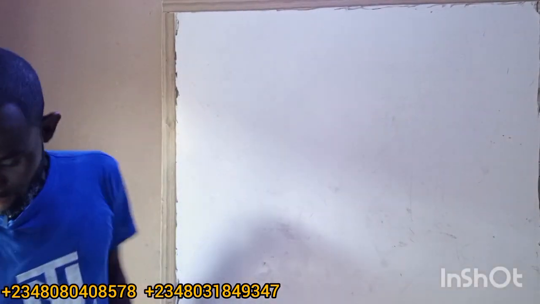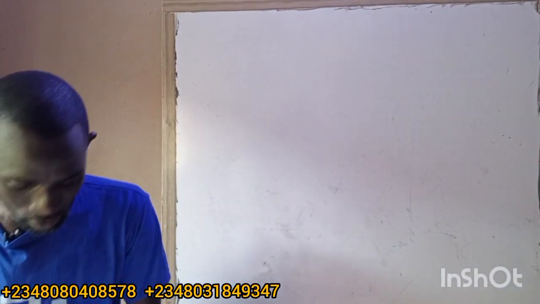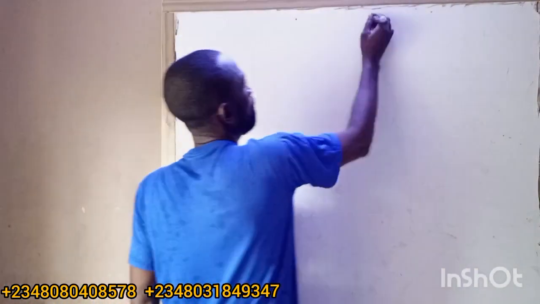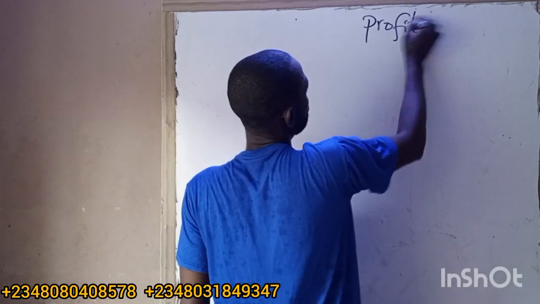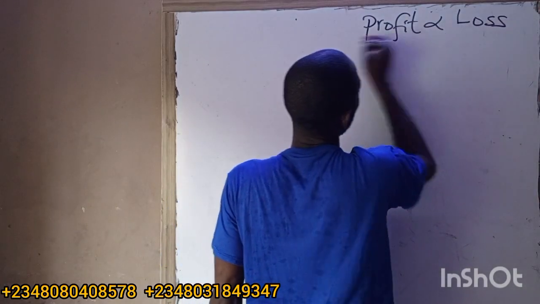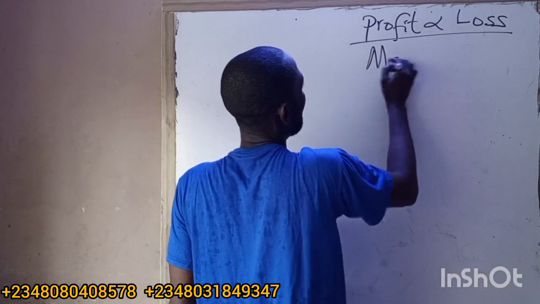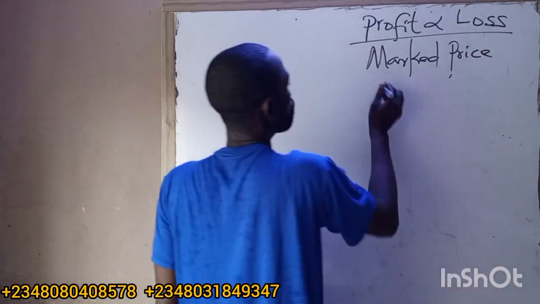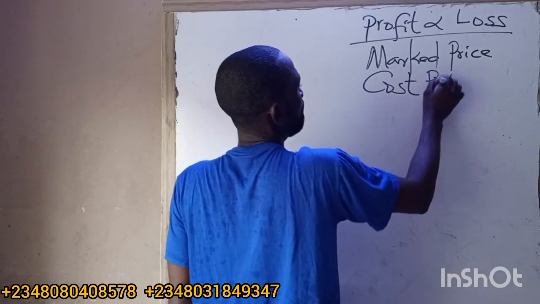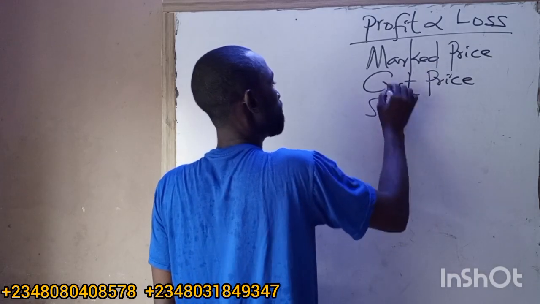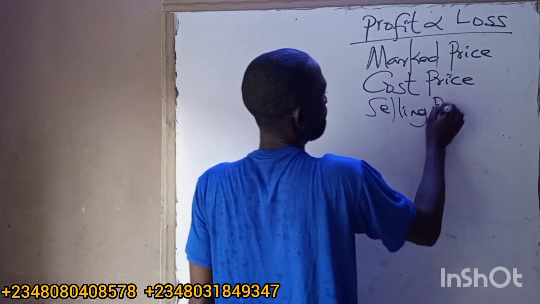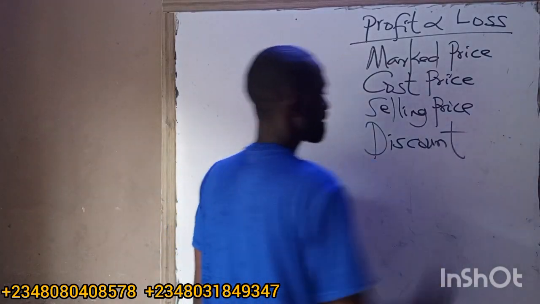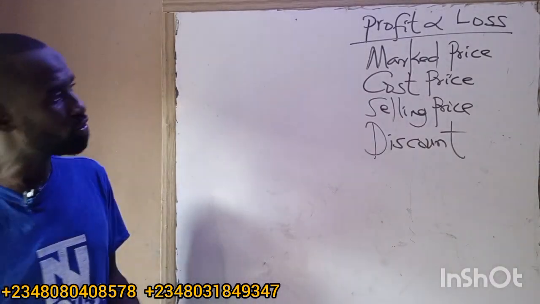Now, it says, when a dealer sells a bicycle for 81. So before we do that, under profit and loss, class, look at this. Under profit and loss, there are some things that you have to know, okay? You must know the marked price. You must know the cost price. You must know the selling price. And you must know what we call discount. These are things that you have to know before we start to solve questions under profit and loss.